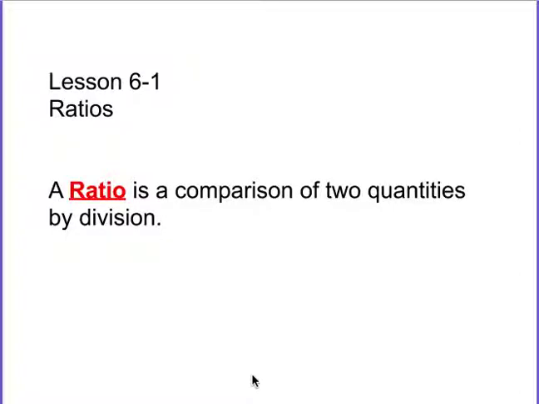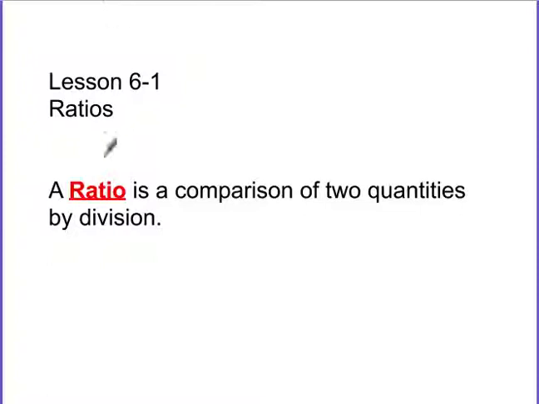Starting chapter 6 today on ratios. The definition that we have is a ratio is a comparison of two quantities by division. And when we compare two numbers by division, Riley, what does it look like? Fraction. It looks like a fraction typically when we're talking about that.